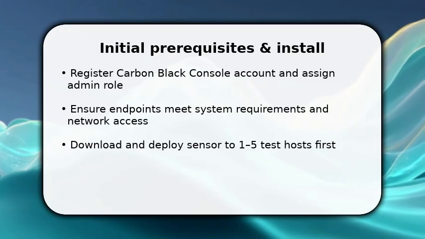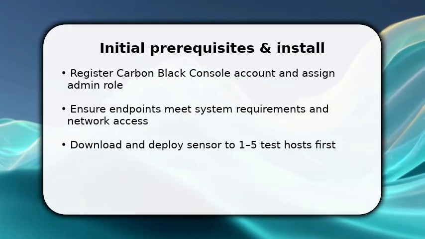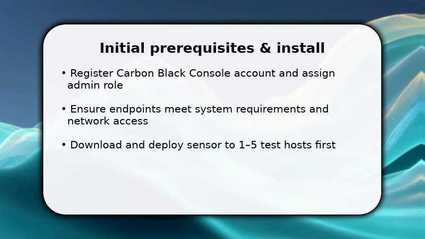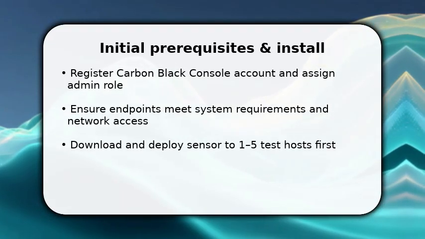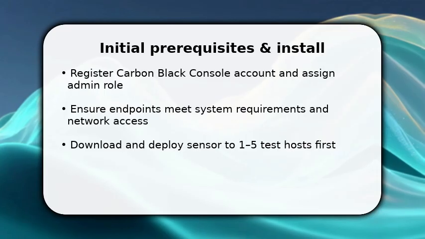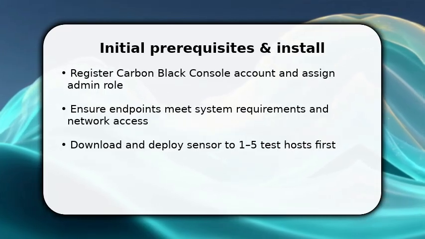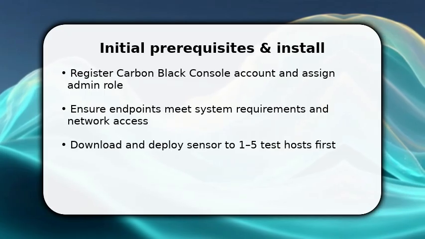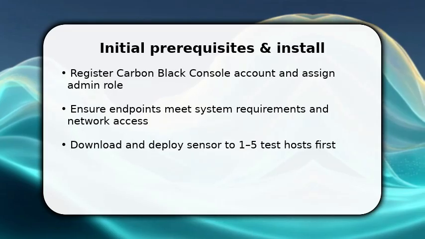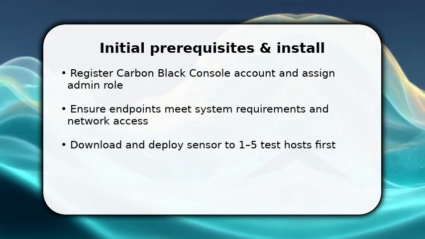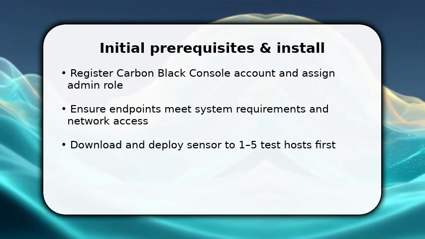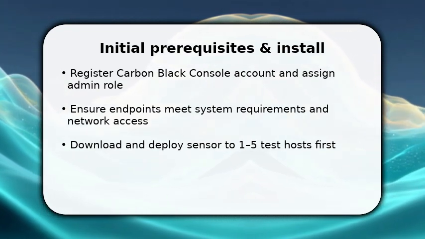You start by verifying prerequisites and taking the first actionable steps now. Create your Carbon Black console account, assign an admin role, and confirm endpoint system requirements. Next, download the appropriate sensor package and deploy to 1 to 5 test hosts to validate compatibility. Once done, make sure sensors communicate with the console over required ports and that certificates are accepted. This prevents later enrollment failures. This hands-on start gets telemetry flowing and lets you iterate quickly on the next configuration steps.